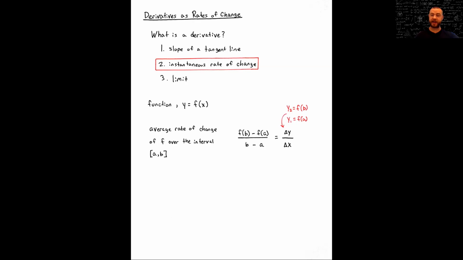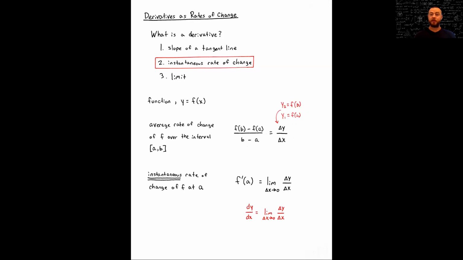y2, we're going to write it as f of b. y1, we're going to write it as f of a. So recall function values are y values. This is just your slope formula from algebra in different notation. All right, so this is a rate of change over an interval. Calculus comes in when we try to define an instantaneous rate of change for a function.